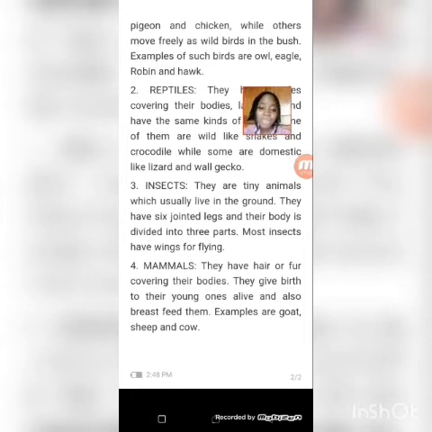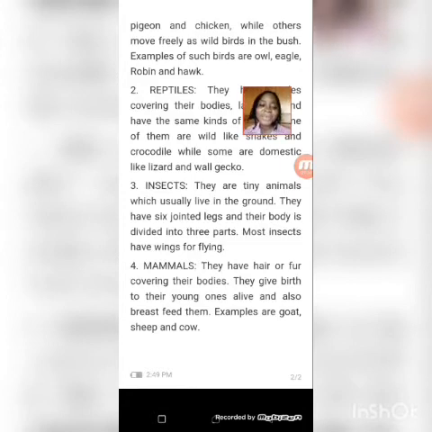So we are just saying insects. Some insects also have wings for flying. They have 6 jointed legs, and their body is divided into 3 parts. Do we get that? And they usually live in the ground, apart from mosquito, of course, that flies around.